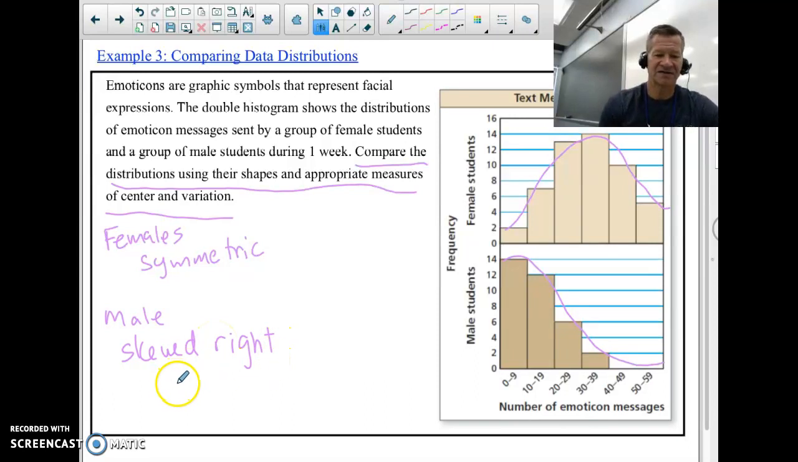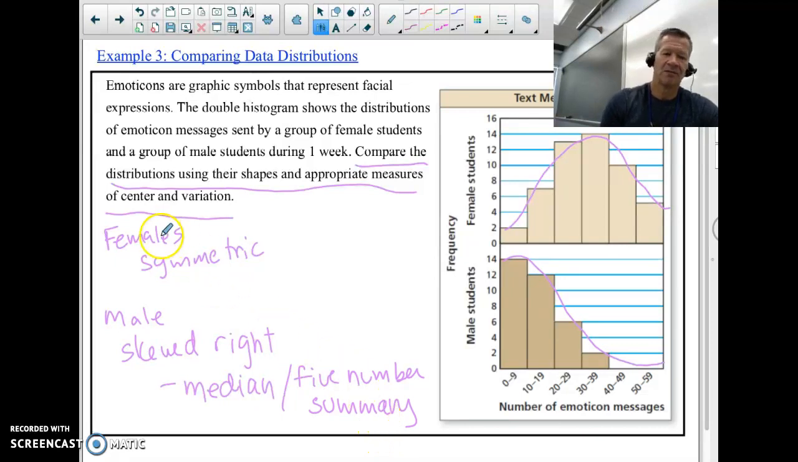Now, we learned in the last example that when data is skewed, the median and the 5-number summary are more appropriate measures of center and spread, center and variation. So with the males, we would rather use that data to describe the distribution. But when it's symmetric, most of the data is in the middle. And when most of the data is in the middle, then the mean and the standard deviation are better to use for center and spread.